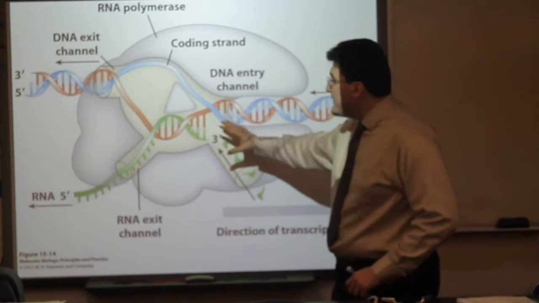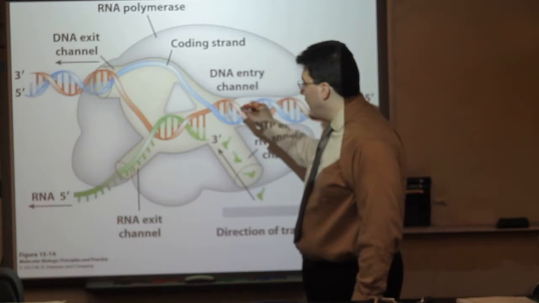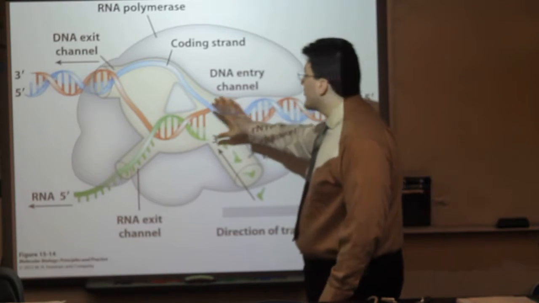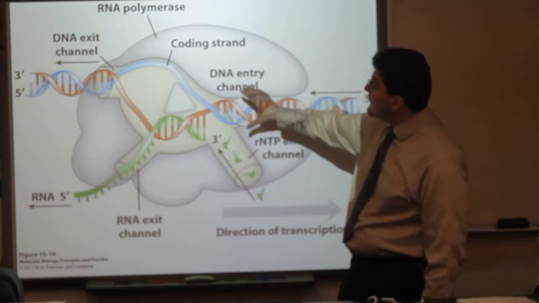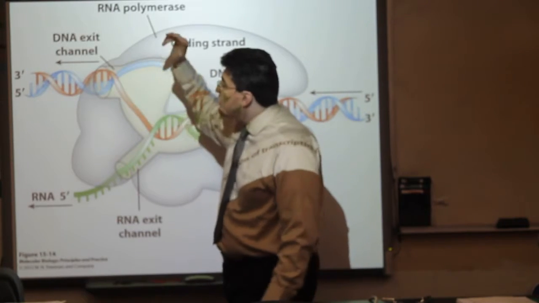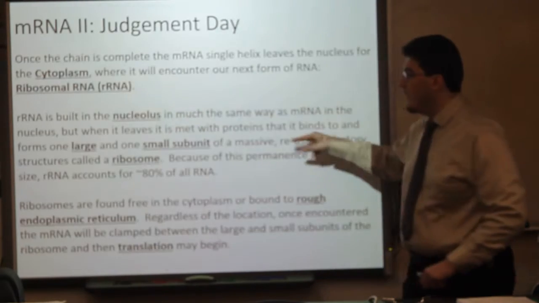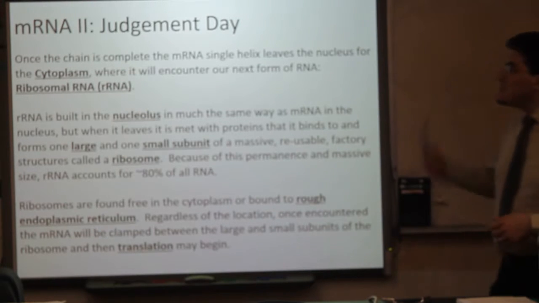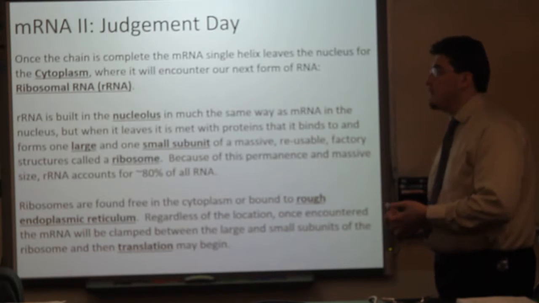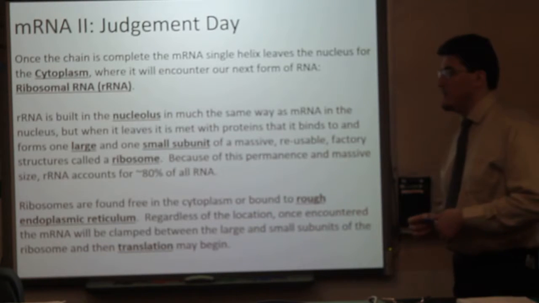We have our NTPs coming in, and they are base pairing, they are being built 5' to 3'. And they are complementarily base pairing with the template strand and separating, and the RNA is being ejected here, and then the DNA is being re-annealed with its original partner strand. All right? Now, once the chain is complete, the mRNA single helix leaves the nucleus for the cytoplasm, where we'll encounter our next form of RNA, ribosomal RNA, rRNA to its friends.